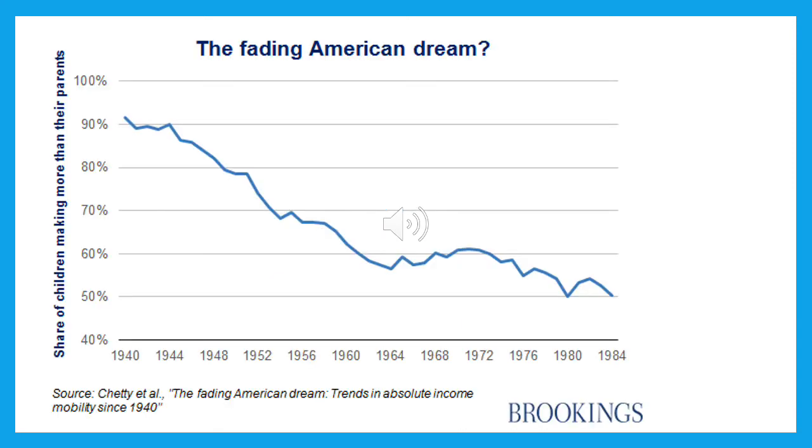This chart illustrates the idea of decreasing social mobility. So, to orient you to the chart, the y-axis going up and down on the left side of the chart represents the percentage of children who are earning more than their parents did.